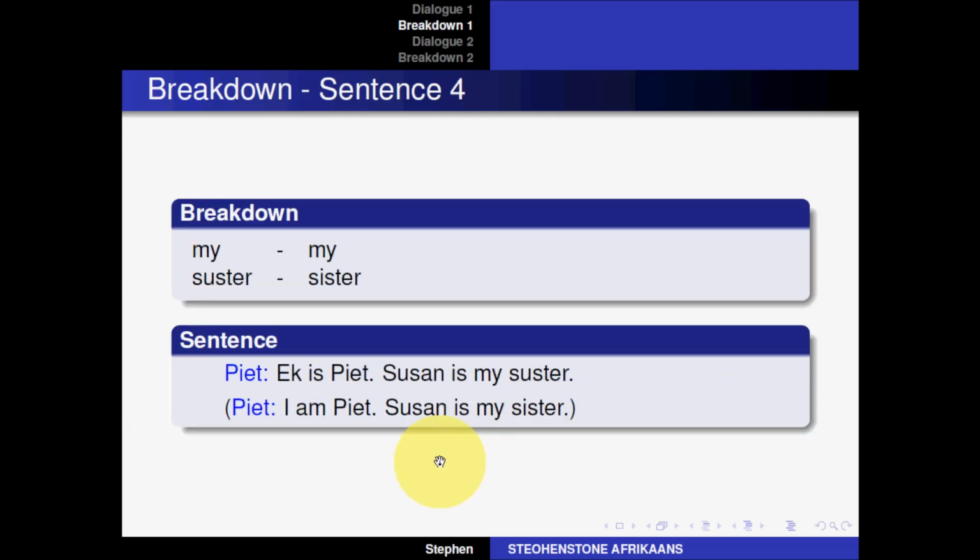So the fourth sentence, there are only two new words. My means my. Suster means sister. So you see, some words are very closely related and easy to remember. So the sentence is Piet, ek is Piet. Susan is my suster. So in English, Piet says, I am Piet. Susan is my sister.